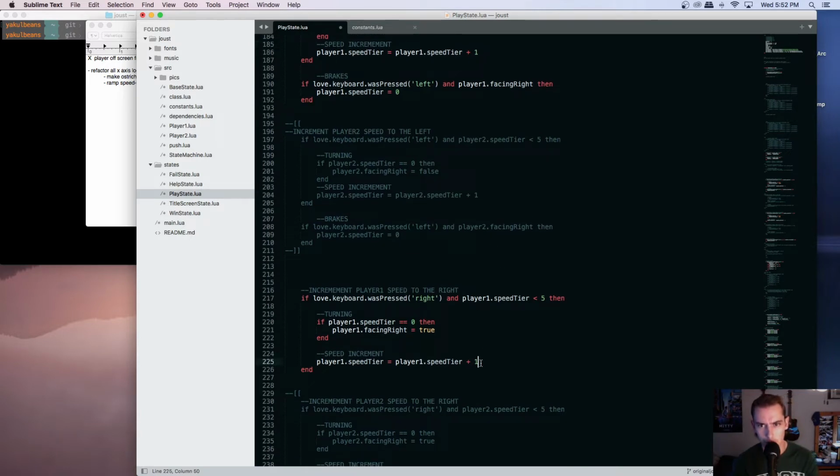It gets incremented if the player is already facing right and then the right arrow key was pressed and the speed tier is smaller than 5. Because if it's speed tier 5, we don't want to increment the speed tier, but you can still press right and we don't want anything to change, because that's how the game is.